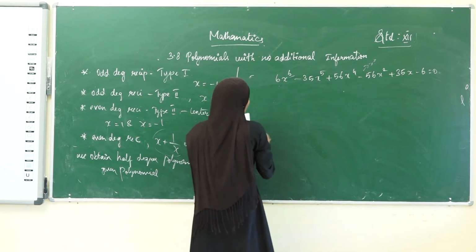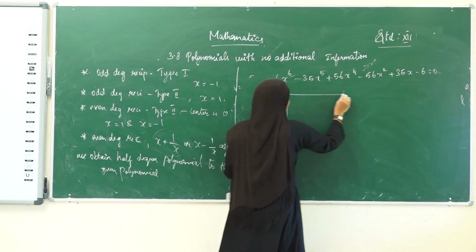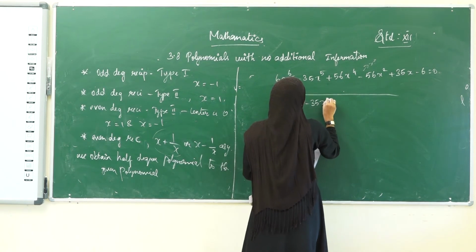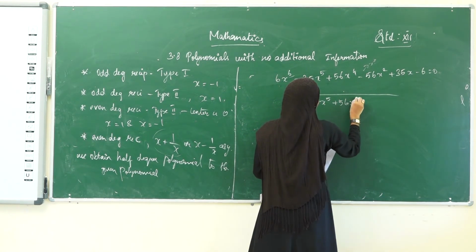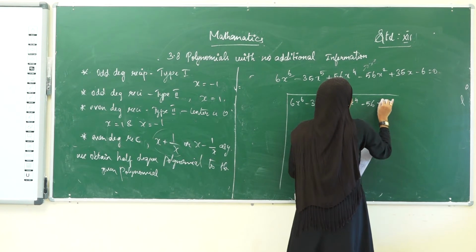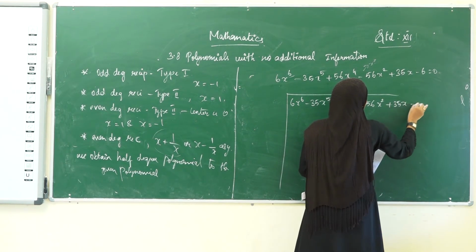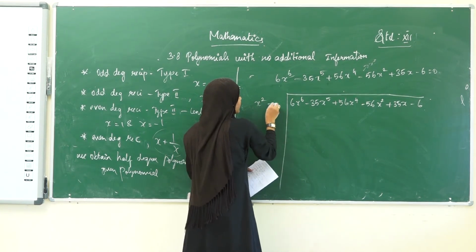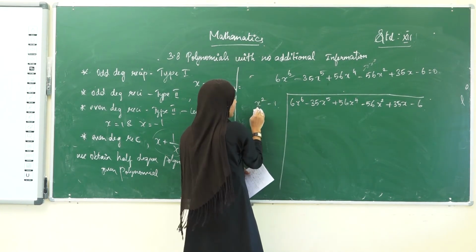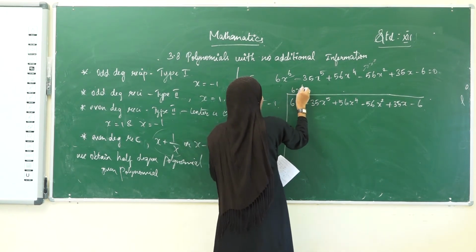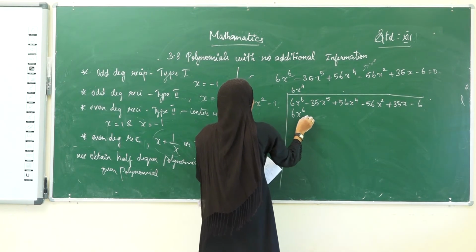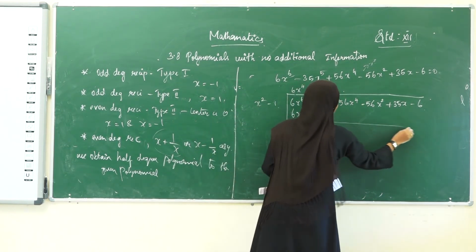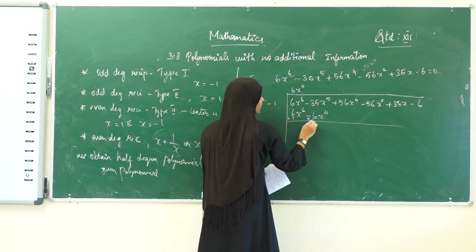So with this we are going to use the long division method: 6x power 6 minus 35x power 5 plus 56x power 4 minus 56x squared plus 35x minus 6. We are going to divide this given polynomial with the factor x square minus 1. Consider the first term. Multiplying x square with 6x power 4, we get 6x power 6 minus 1 into this term is minus 6x power 4. Change the symbol here. This term gets cancelled.